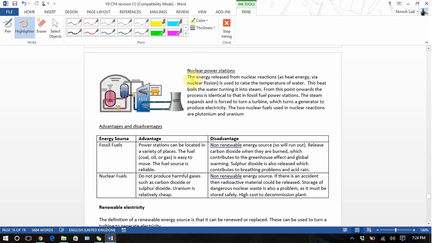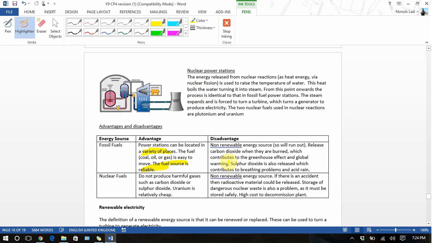Right. Nuclear power stations also use that process, but there's nuclear fission taking place, which heats the water rather than actually burning the fuel. So you need to know the advantages and disadvantages of each of these. So fossil fuel stations can be located pretty much anywhere, and the fuel source is reliable. Anytime you want energy out of it, you can get it.